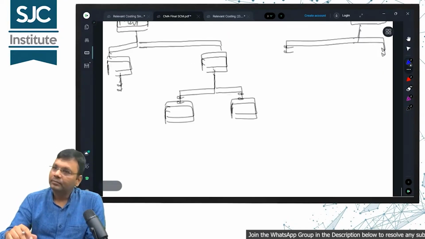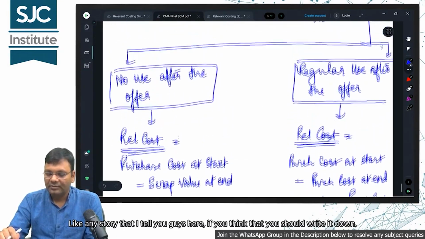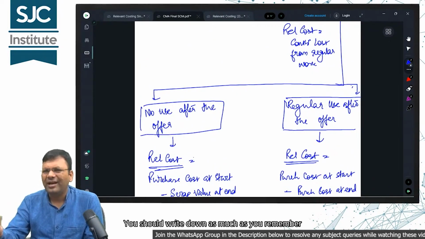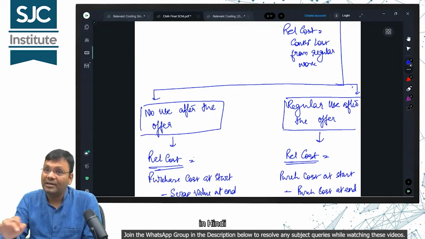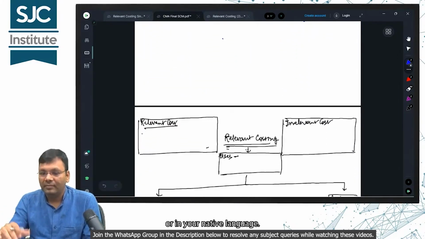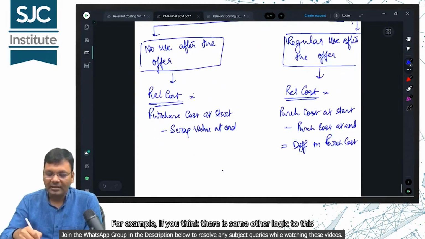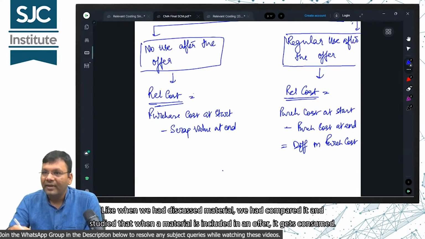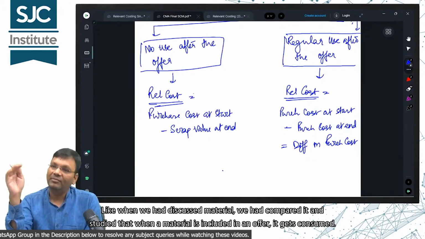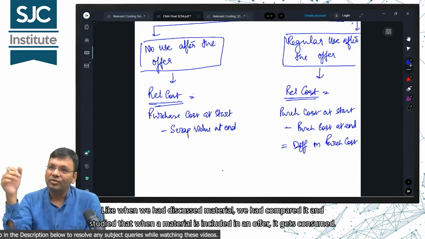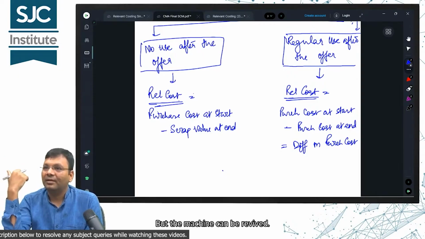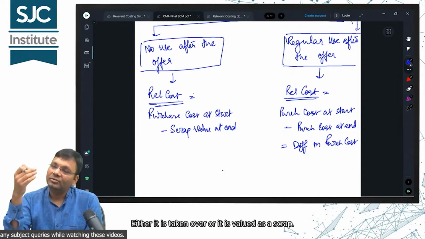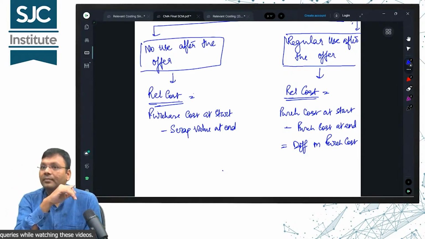Today, when you study at home, do one more thing while revising. Like any story that I tell you guys here, if you think that you should write it down, you should write down as much as you remember, in Hindi or in your native language. For example, if you think there is some other logic to this that I have taught, you must note down that. Like when we had discussed material, we had compared and studied that when a material is included in an offer, it gets consumed. But the machine can be revived. So it comes back, therefore it is taken over. Either it is taken over or it is valued as a scrap. So this is the logic.